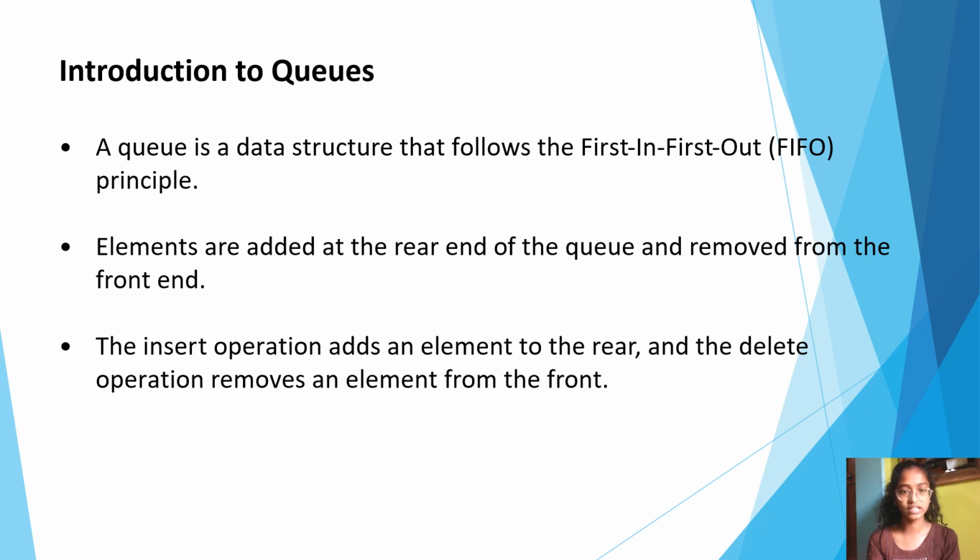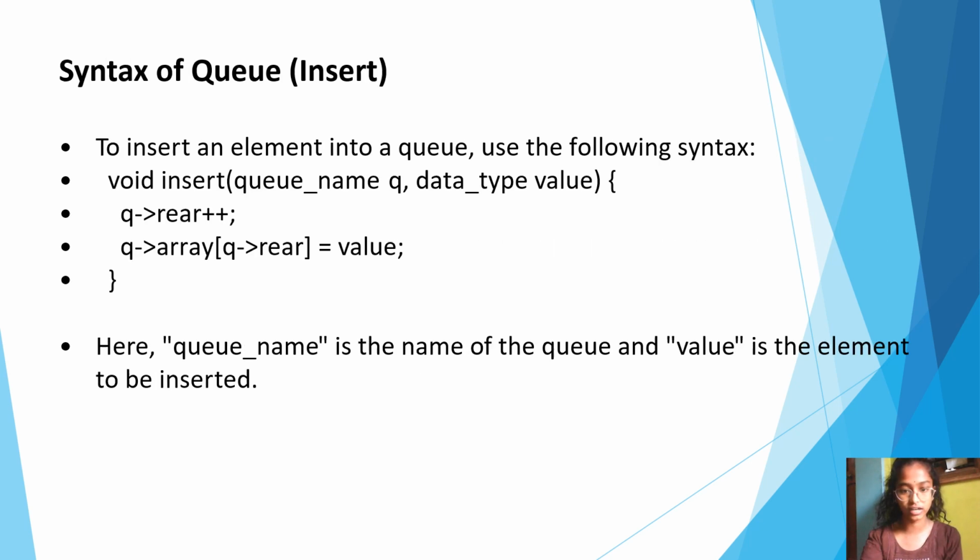A queue is a data structure that follows the first in, first out, FIFO, principle. Elements are added at the rear end of the queue and removed from the front end. The insertion operation adds an element to the rear end and the delete operation removes an element from the front end. Let us see the syntax of queue for the insertion.